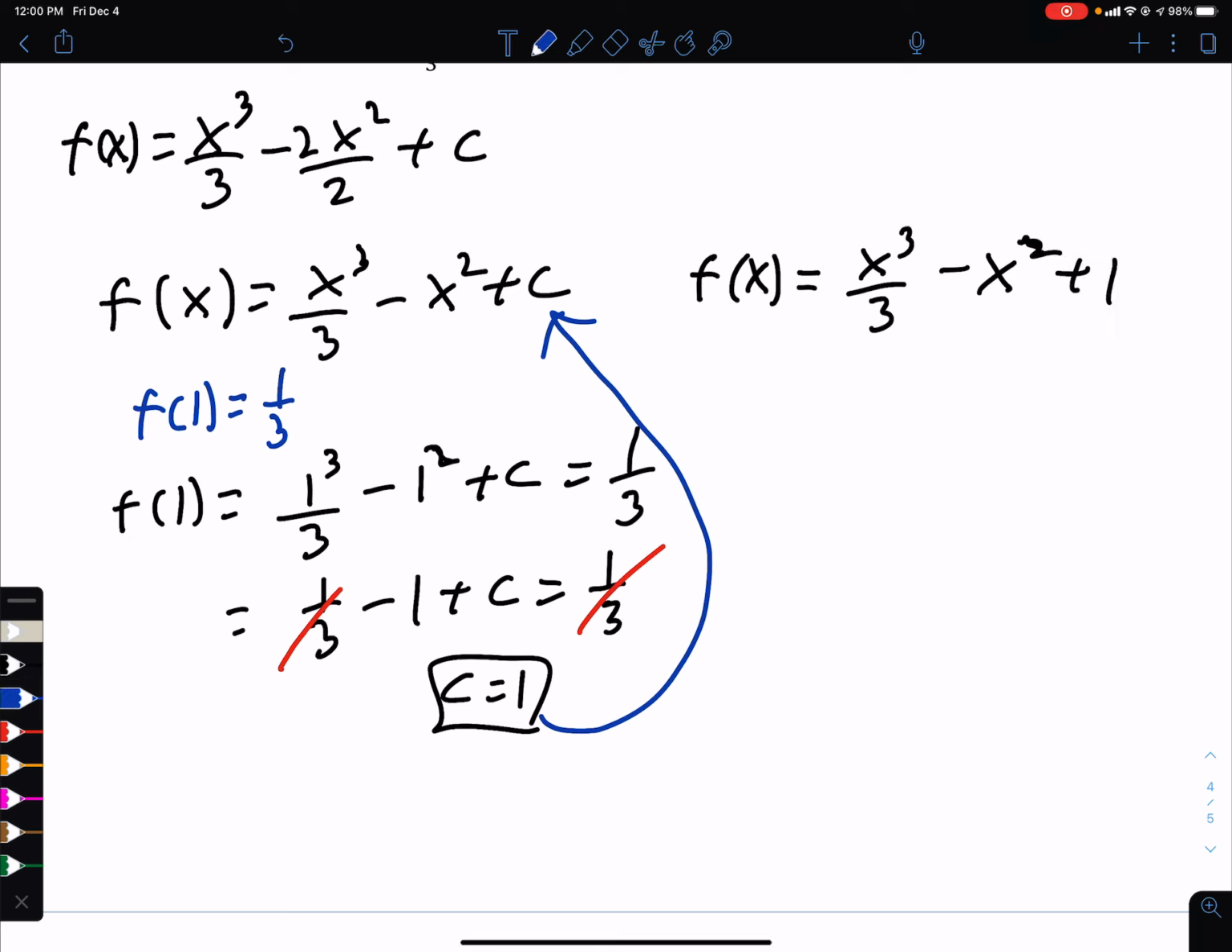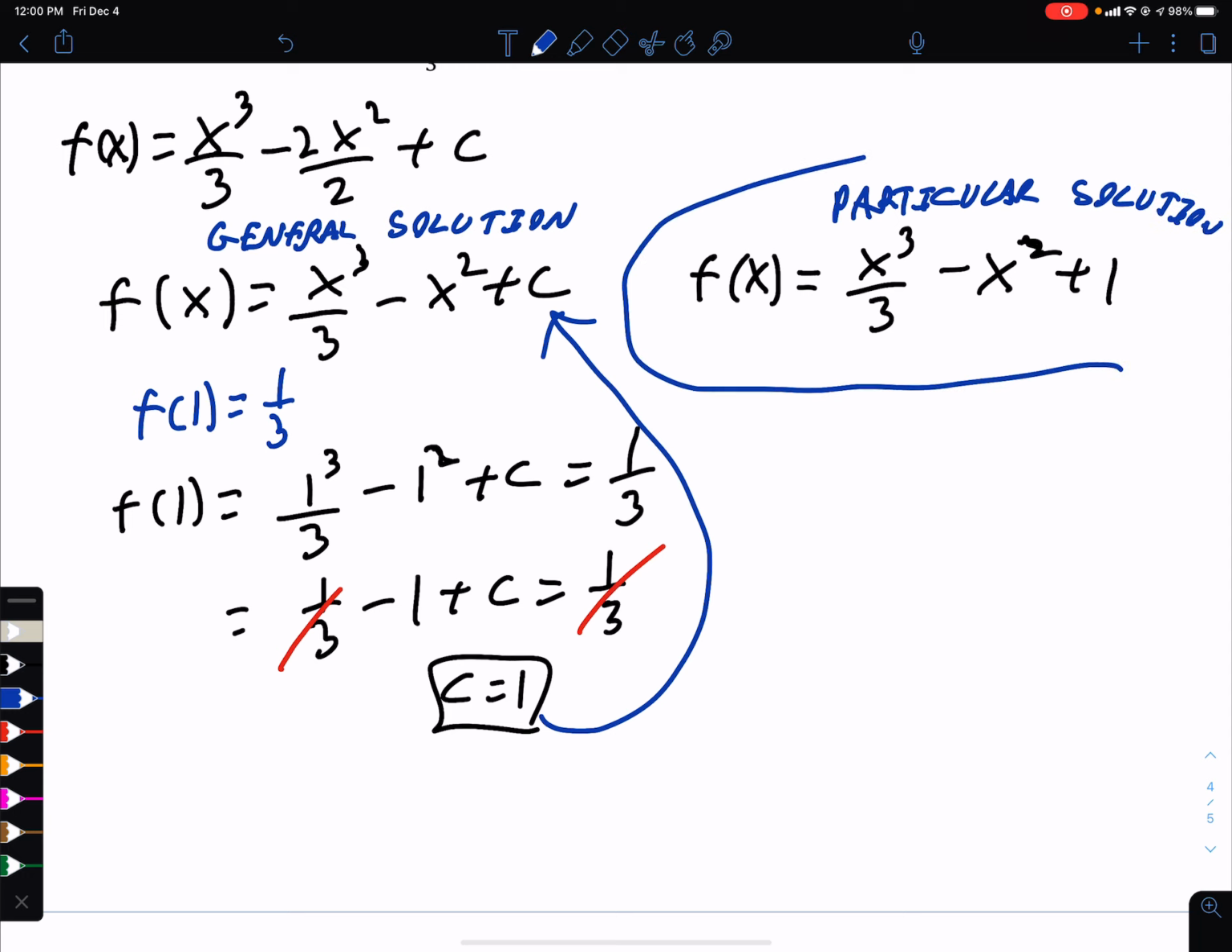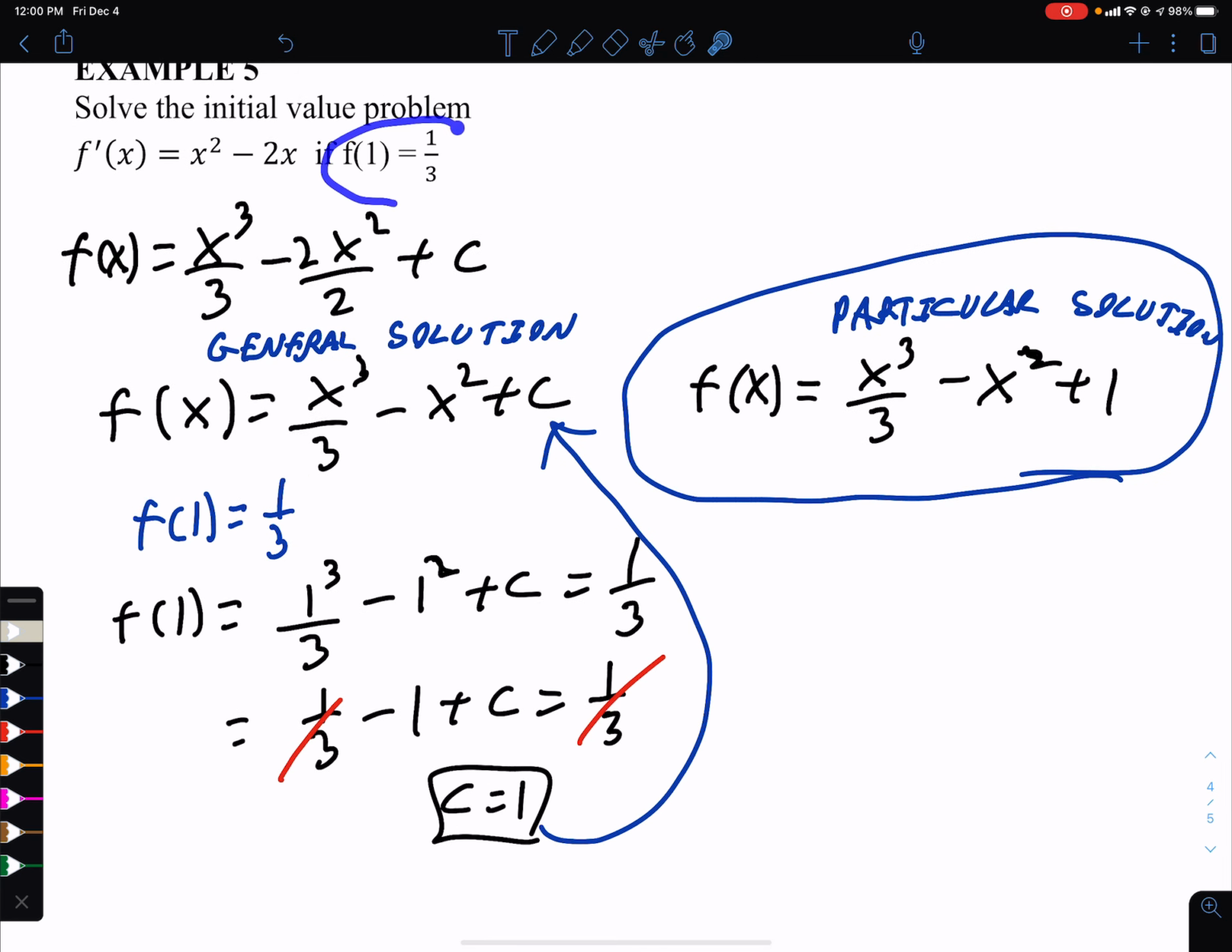So this, I will tell you, is called the general solution. This is called the particular solution. So that terminology will be used. This is a specific solution, and that's the only one that meets the initial conditions, the initial value. That's why it's called an initial value problem. If you were told specifically at a point what the y value is, now you know the exact solution.